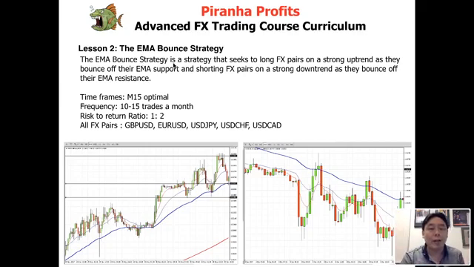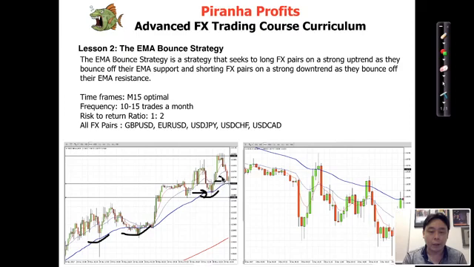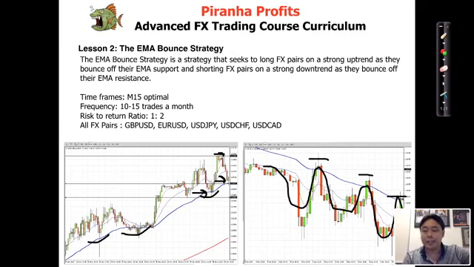So this is a bounce strategy that seeks to go long on FX pairs on a strong uptrend, as you can see on the left, and to go short on FX pairs on a strong downtrend as they bounce off their moving averages. You can see over here, it's bouncing off the 50 moving average, and we do an entry from here or from here with a quick profit at the top of the range of the trend. All right, as you can see, it's a downtrend. It finds resistance at the 50 repeatedly, and we do a short sell to capture the next impulsive wave down.